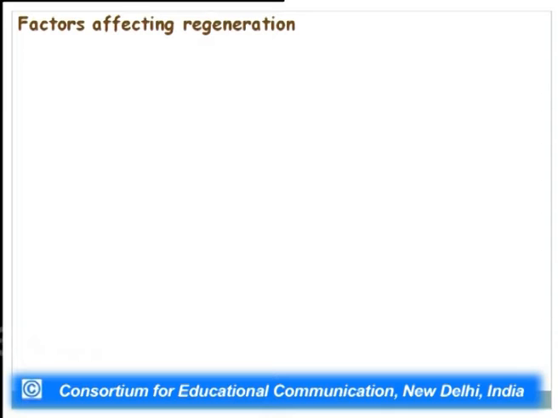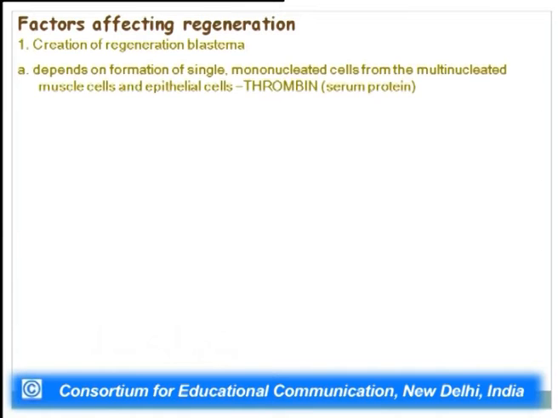Now, what are the factors that affect this regeneration? One of the factors is the creation of this regeneration blastema, this dedifferentiated mass of cells. I wouldn't say undifferentiated, because undifferentiated is when you start with the cells. But in this case, the cells were differentiated, and then during the process of regeneration, they lost their differentiation function. Therefore, we use the term dedifferentiation.